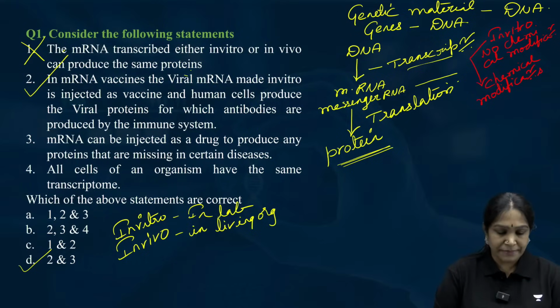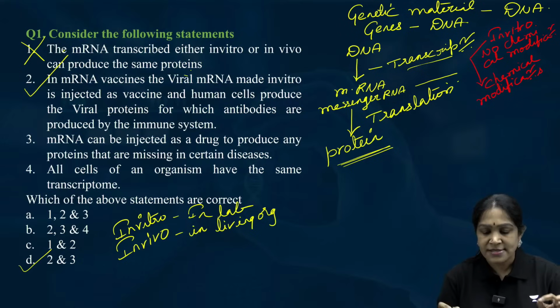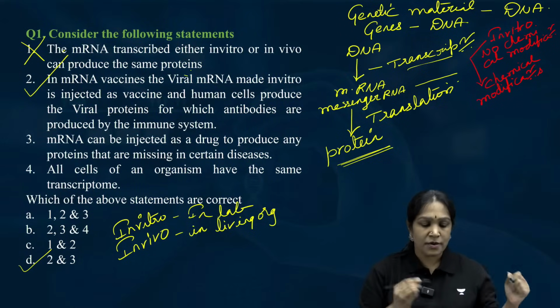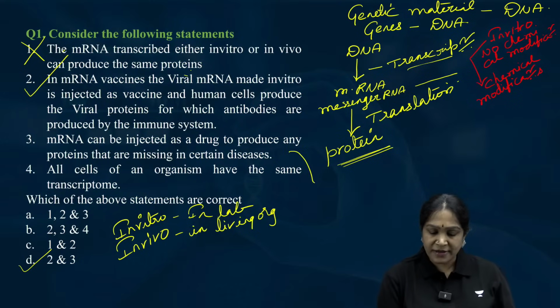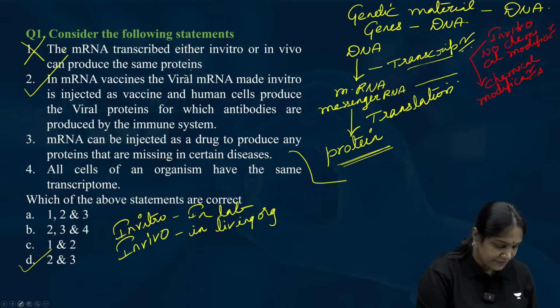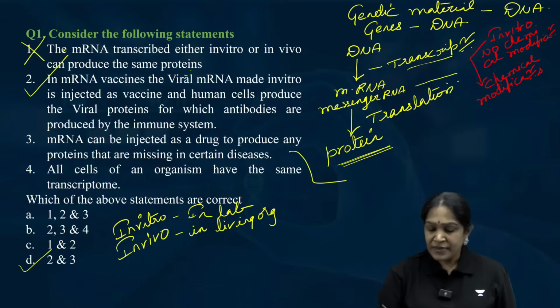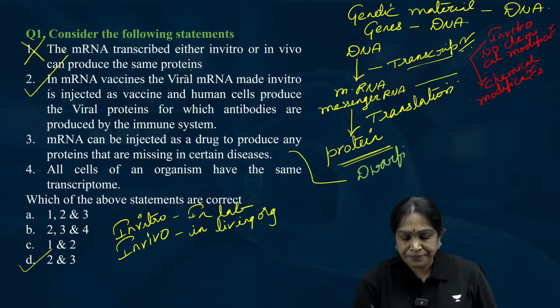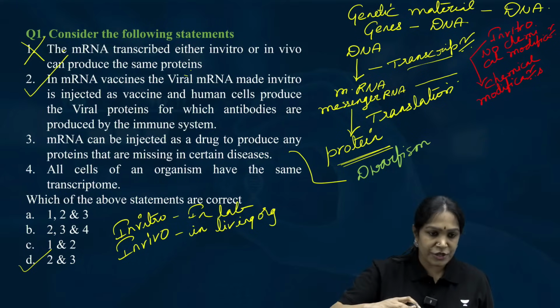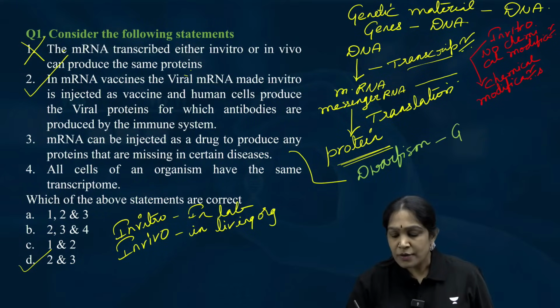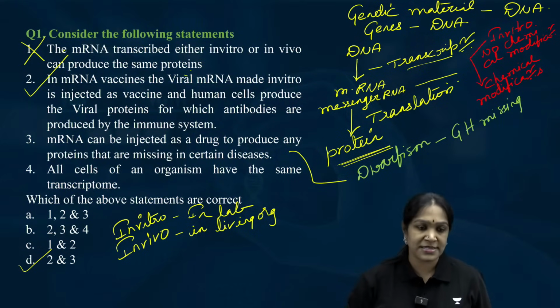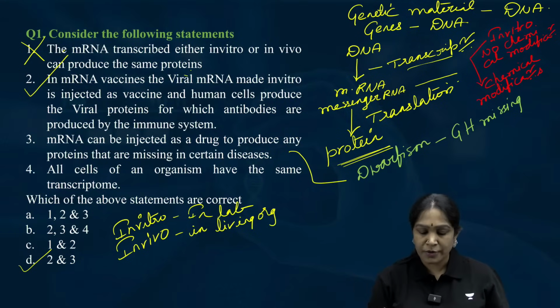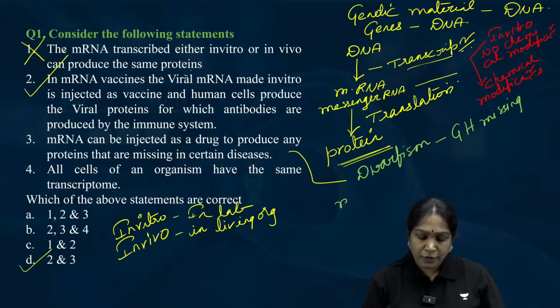Okay, the third statement. mRNA can be injected as a drug to produce any proteins that are missing in certain diseases. Okay, let us take some examples for this. For example, you have dwarfism. What is dwarfism? Very short. Here growth hormone is missing. Is it clear? Growth hormone is missing. Why are they short? Growth hormone is missing. So here what can we do?